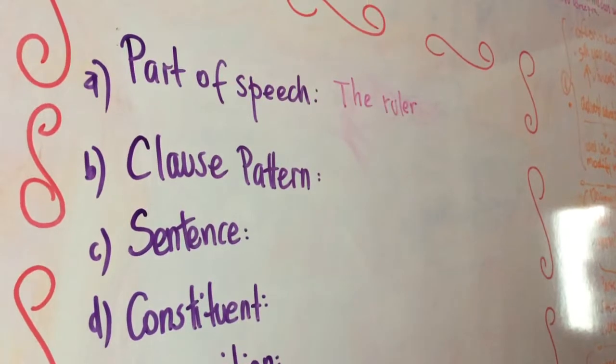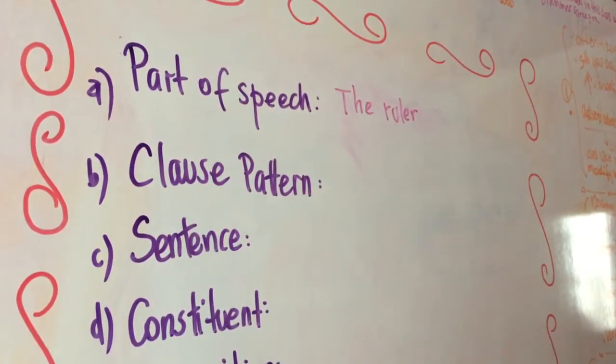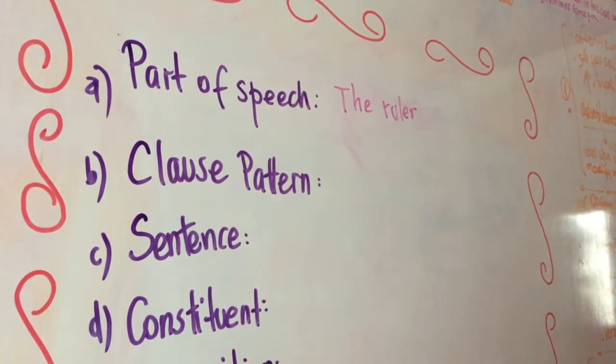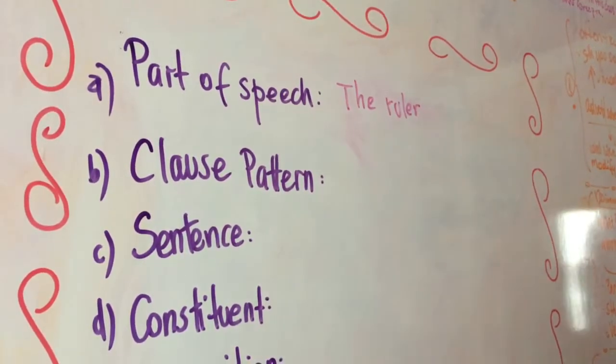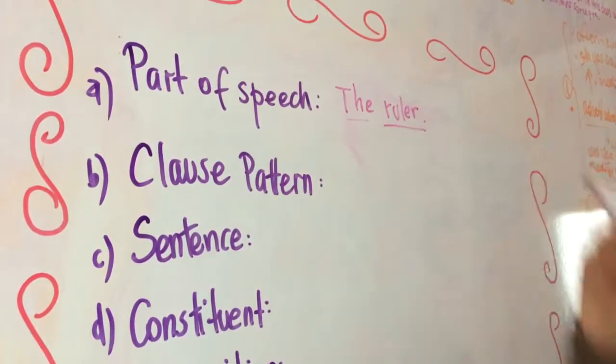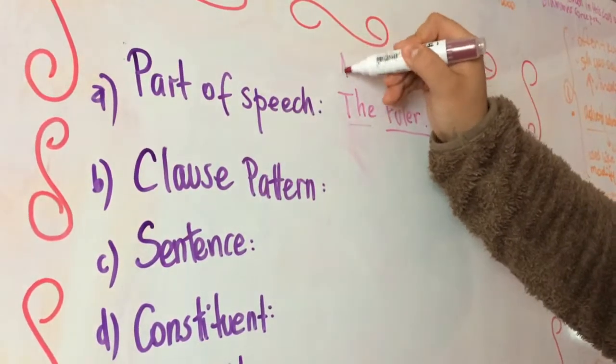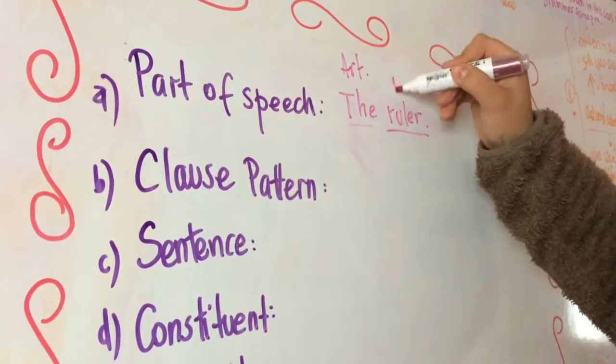Our first concept is the part of speech. The part of speech is a category to which a word is assigned in accordance with a syntactic function. For example, here we have a phrase which contains two parts of speech. Here we have an article and then we have a noun.